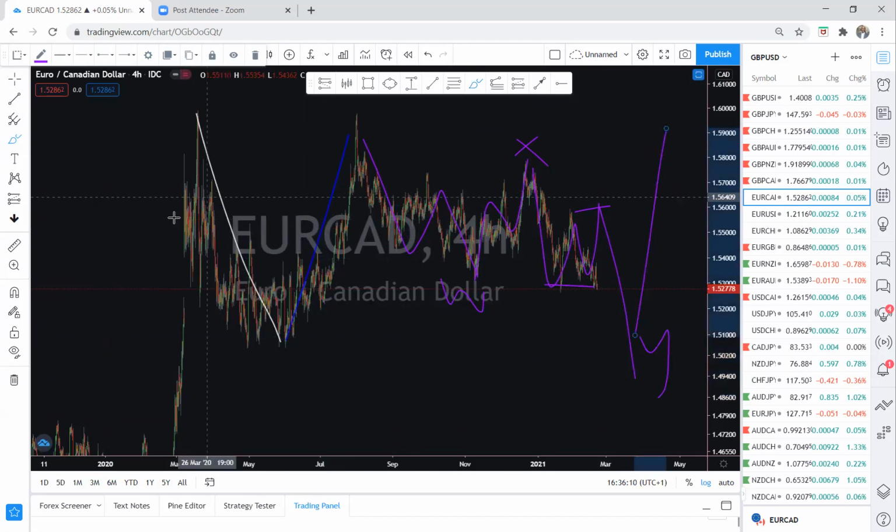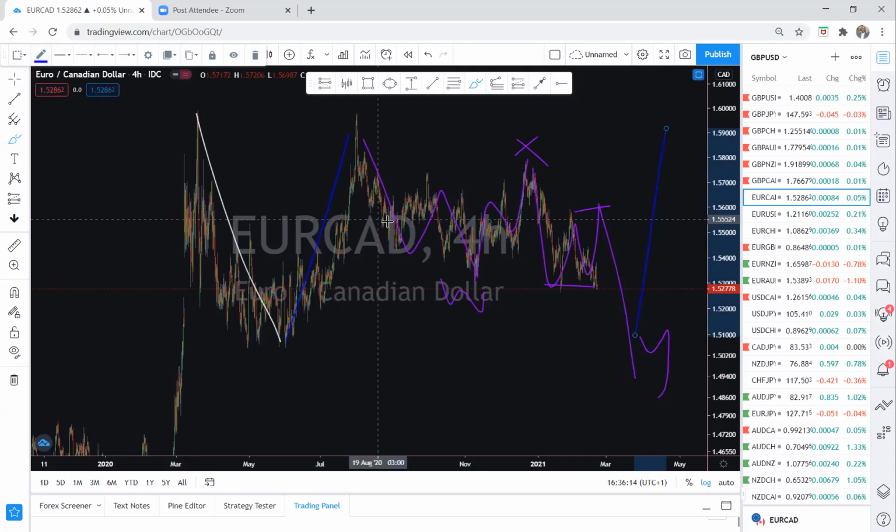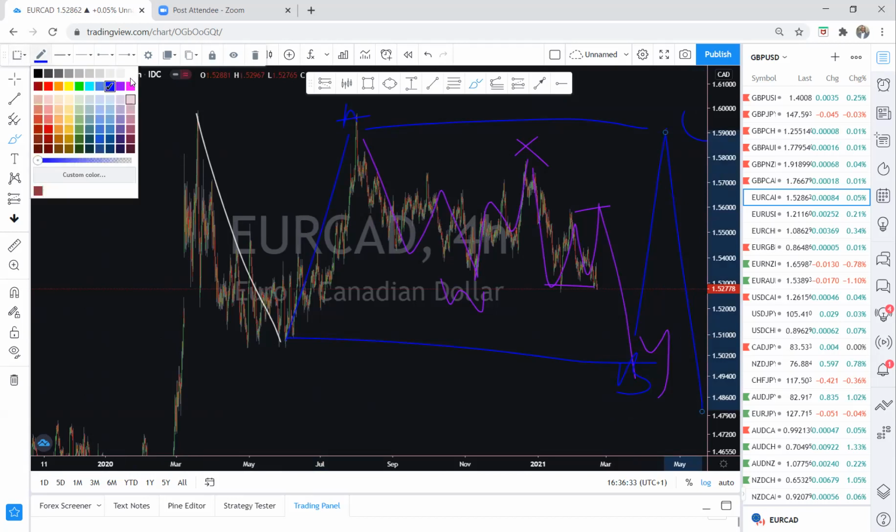So we have a move to the upside. Let's represent that in blue color. We have this move to the upside. So this is A, this is B, and then this is C. But you should ask yourself a question: what happened to this Y? This Y must come down. This white must come down in white.